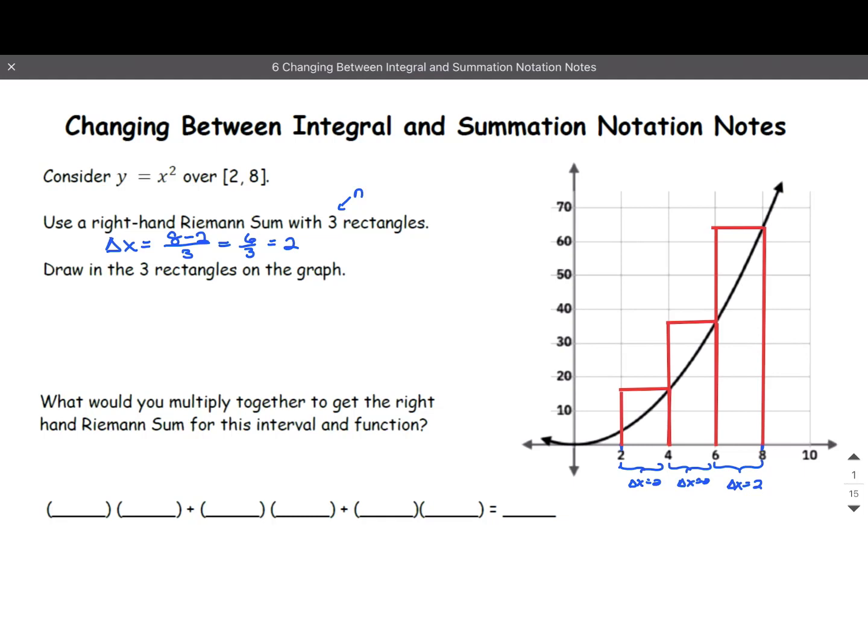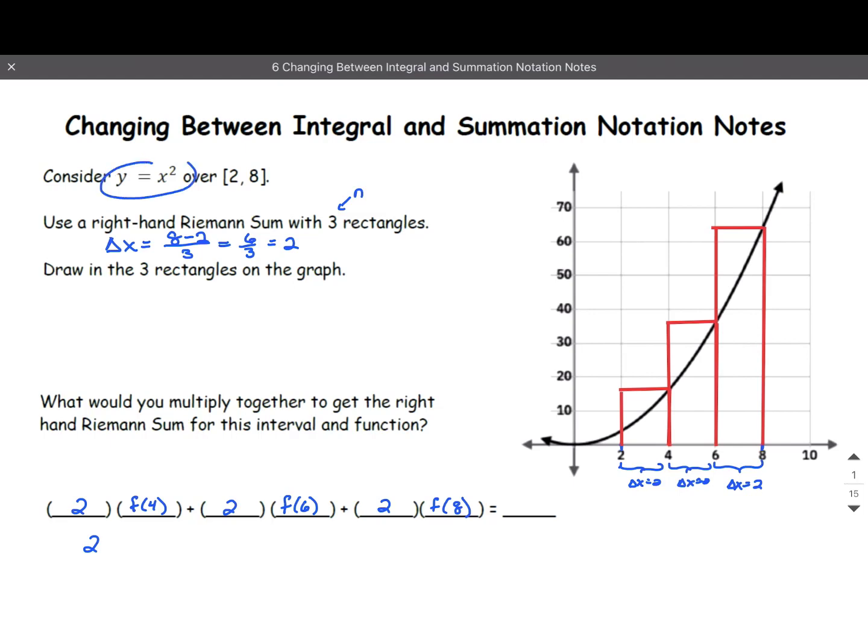So now, what would we multiply together to get the right-hand Riemann sum for this interval of the function? Well, the first rectangle, the base is 2, and then we use the 4, substitute that into the function to find the height. From 4 to 6, our change in x is our base, which is 2, and we substitute the 6 into the function to find the height. From 6 to 8, the base is 2, and we use the value at 8 to find the height of the function. So this will give us 3 terms.